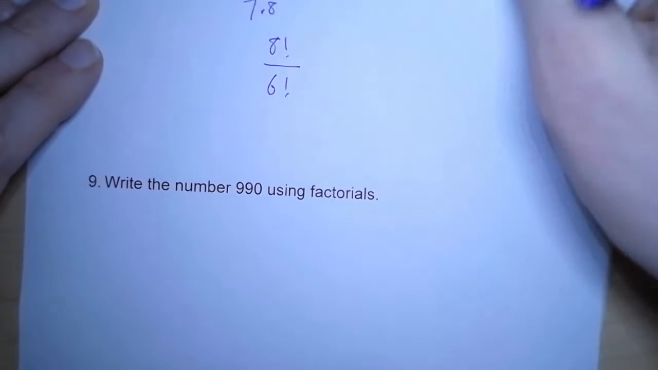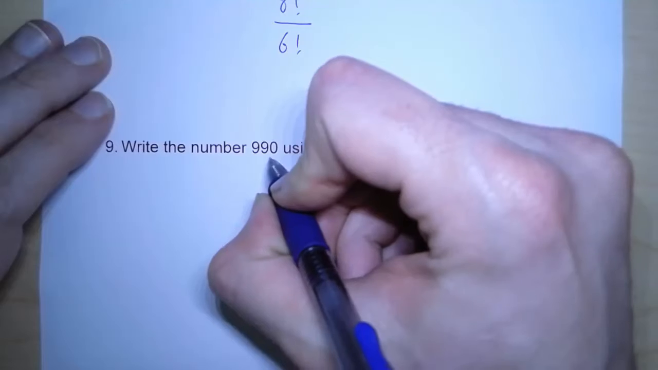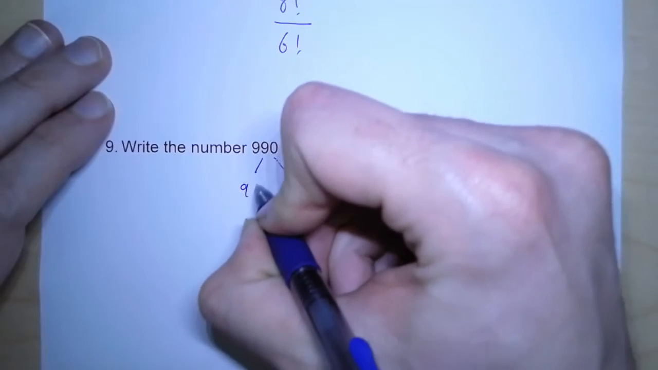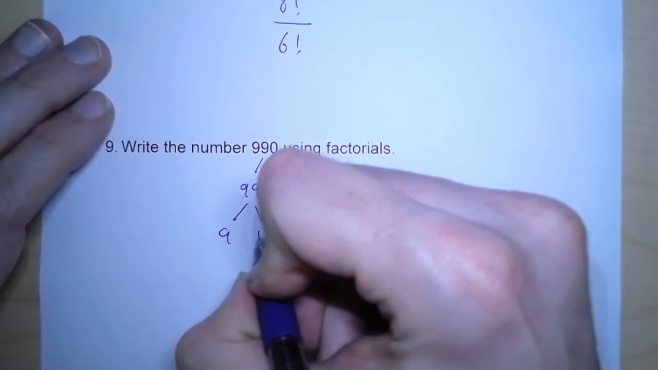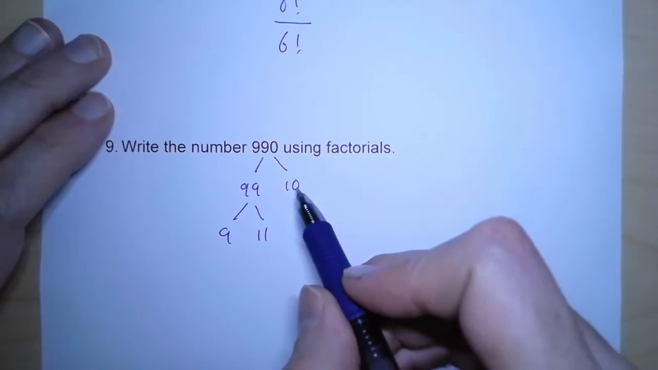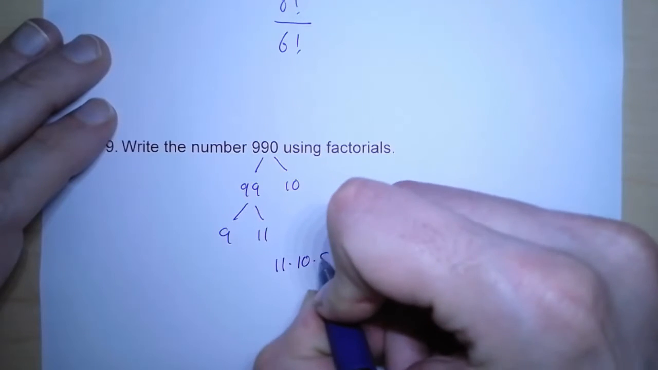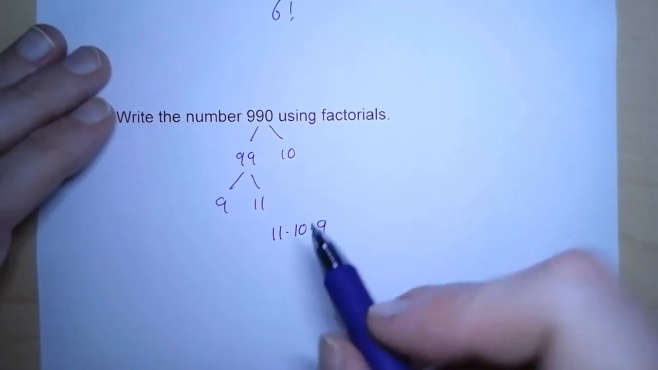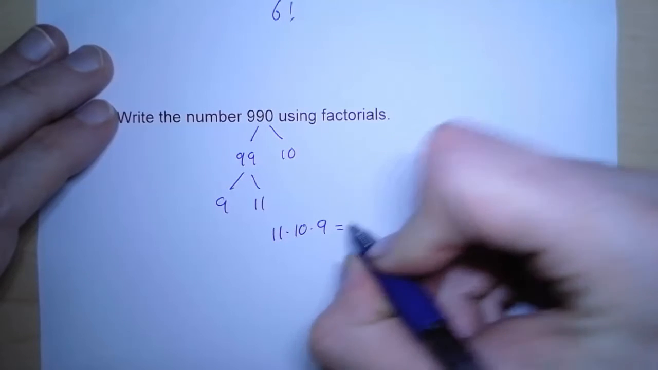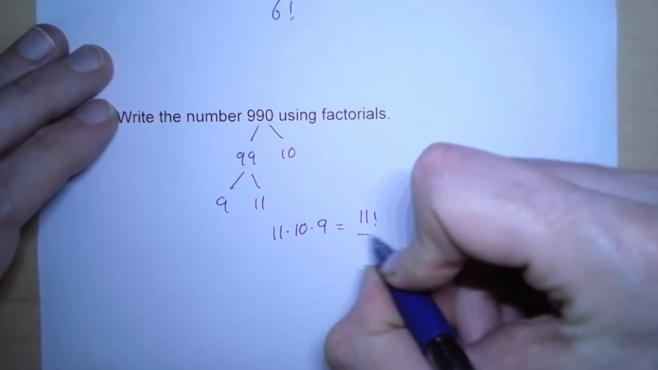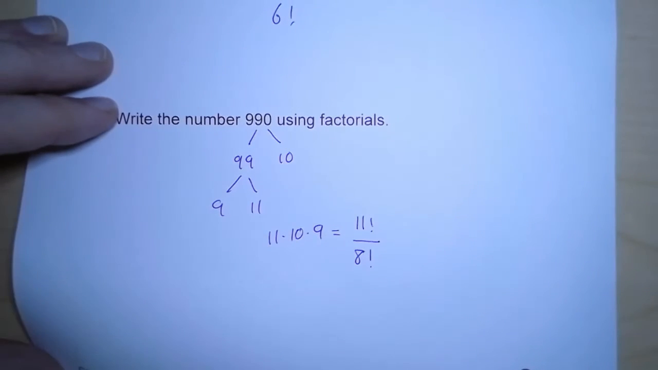And then down in number 9, this one, let's see, we can break this into 99 and 10, and 99 we can break into 9 and 11. Now we need numbers that are all in a row. So that's 11 times 10 times 9. So 8 down to 1 isn't there because it got canceled away. So that means we have 11 factorial on top, and we have 8 factorial on the bottom.